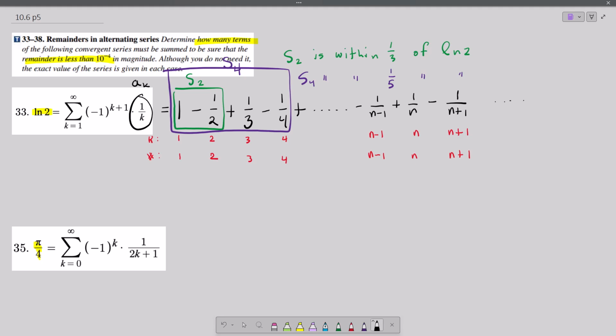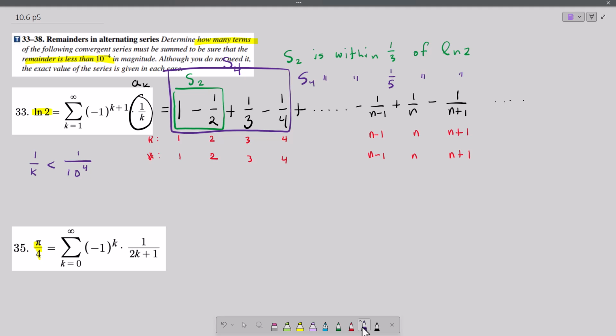OK. Now, we want the remainder to be less than 10 to the negative 4. So what we're trying to do is figure out what n has to be to get this 10 to the minus 4 value. So here's what we want. We want our 1 over k to be less than 10 to the negative 4, which we're going to write like that. If we can figure out when this is true, then we want to add up everything in front of it.